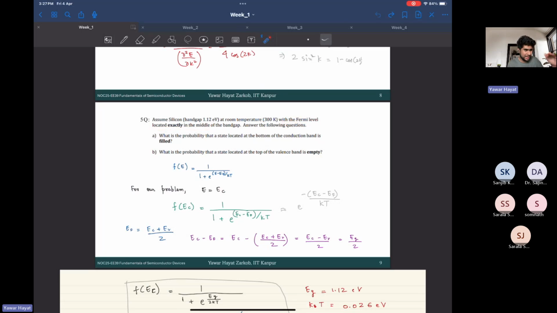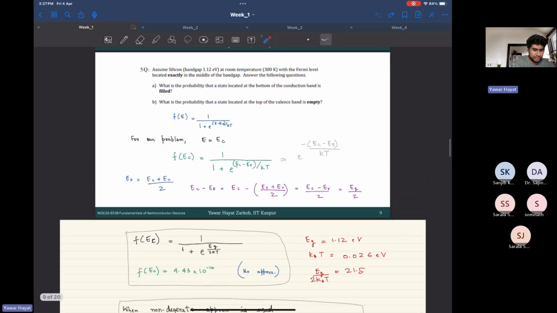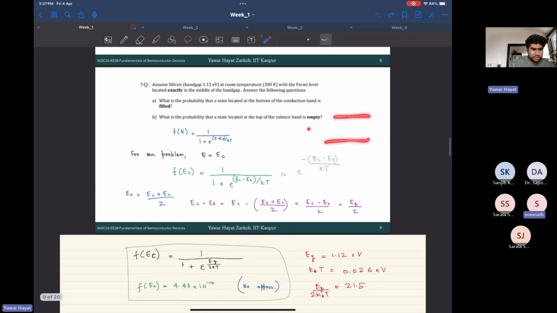And for the middle of the band gap, let's take an estimate. What is kT? 0.026, so 3 kT is obviously 0.078. And what is half of 1.12? Half of 1.12 is way greater than 0.078, roughly. So that's why we can use the non-degenerate approximation in this case. Fine. So now you know when to use the non-degenerate approximation and when not to use it.